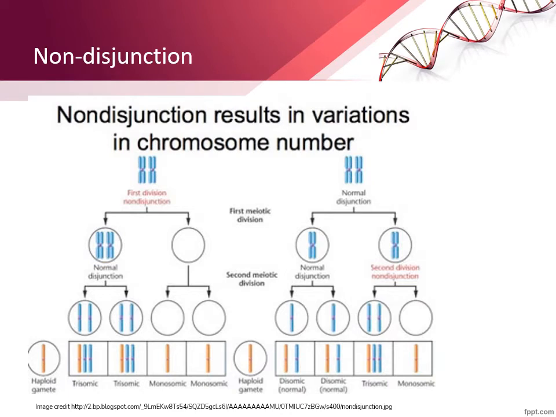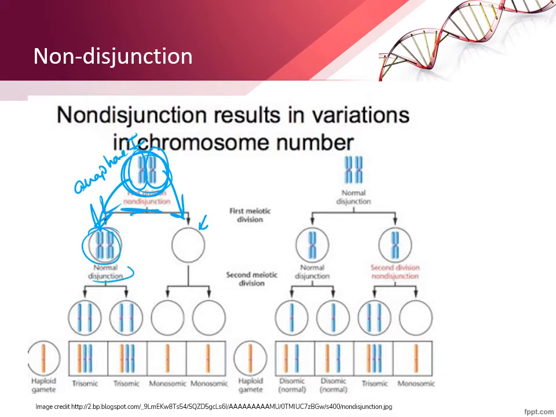This is when non-disjunction might occur. So non-disjunction is when those chromosomes do not correctly separate during anaphase. And it could happen during anaphase one, where we should have one of the homologous pairs go one way and the other go the other way. But this non-disjunction has occurred. The chromosomes are not separating appropriately, and we end up with both of those guys going the same direction. And so now I have one gamete, almost a gamete, with that pair of chromosomes still. Then I have this other one that's going to become a gamete that has none.